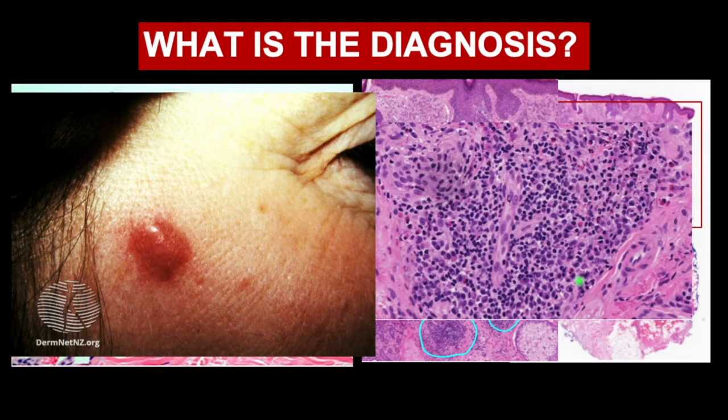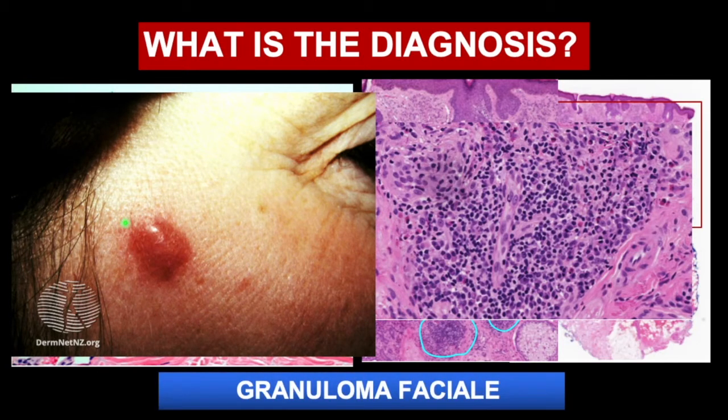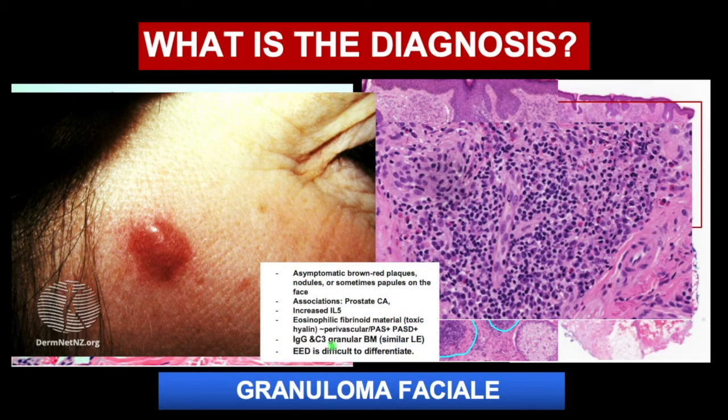So if you go on the clinical history, this lesion is mostly on the face. Some cases were reported not on the face, but the majority of those cases will be on the face, and it is a single, well demarcated lesion that looks like a granuloma, and that's why they call it Granuloma faciale, or G facial. So these are asymptomatic brown, red plaques, nodules, sometimes papules on the face.